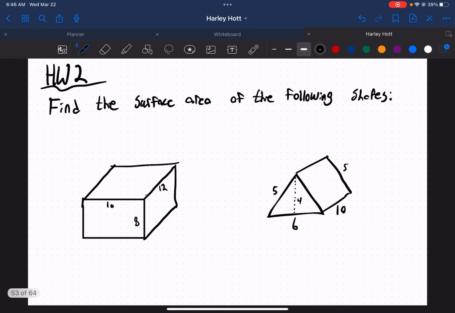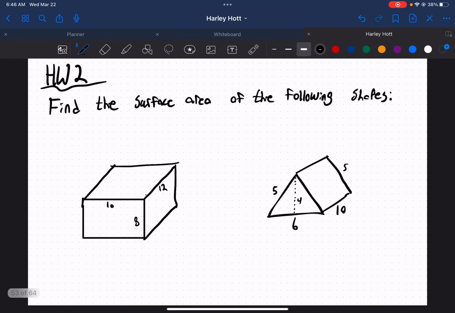So for your second homework, I want you to try to find the surface area of these two shapes. Now, if these go well, then great, right? You might be ready to move on. If they're not, you might need to get some further practice. And if that's the case, I can send you some, or your tutor or teachers down there can do the same. Okay.